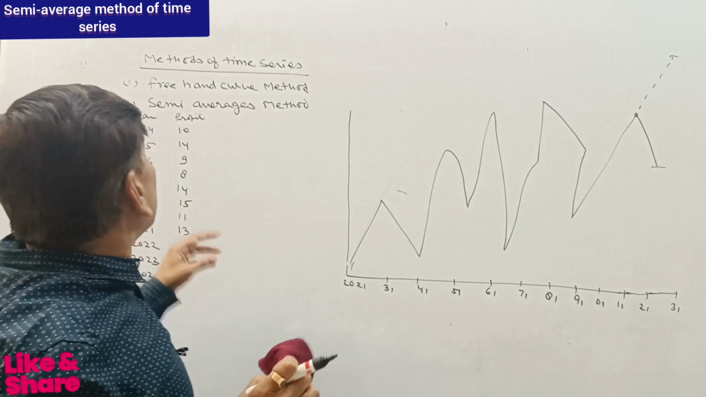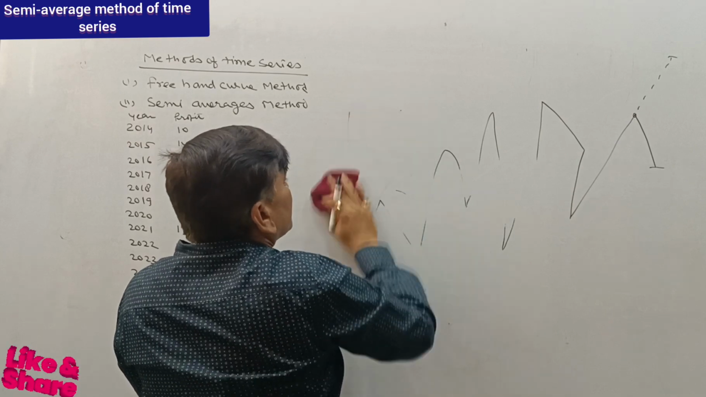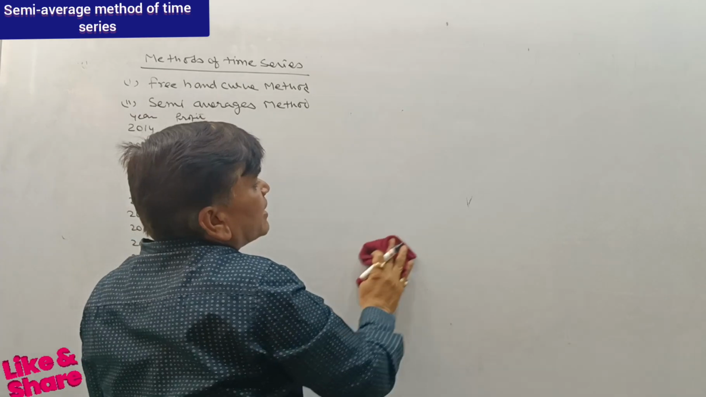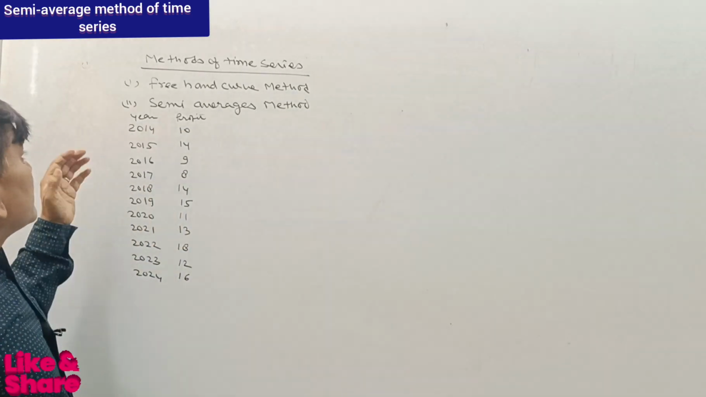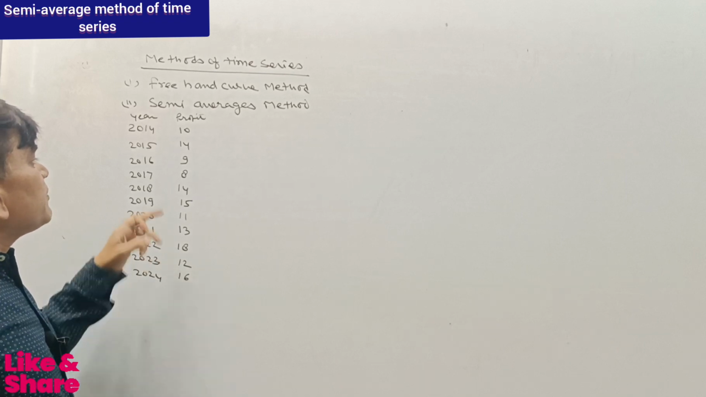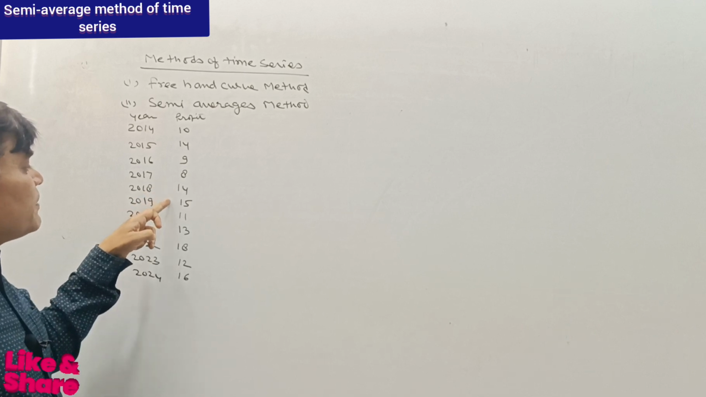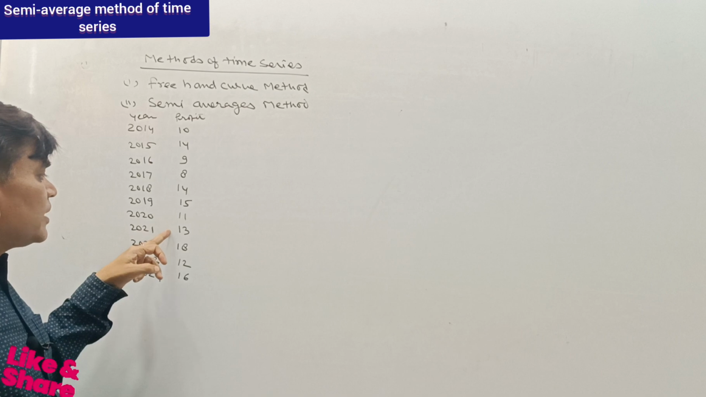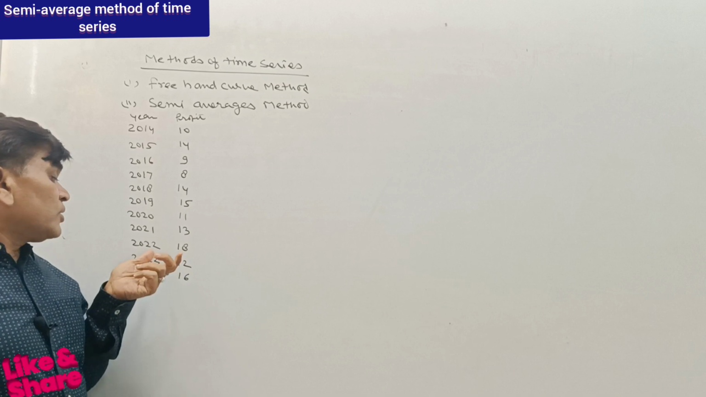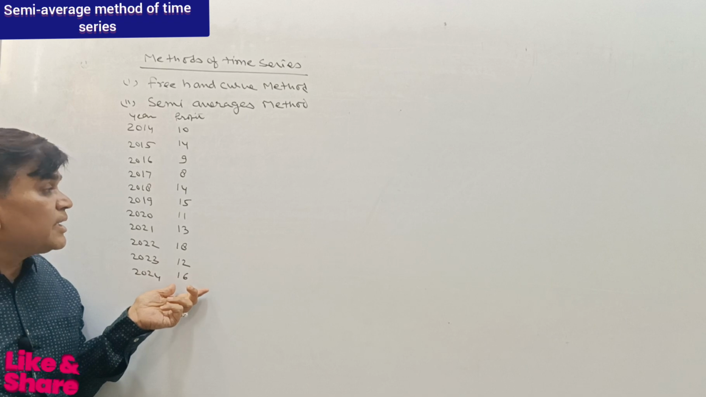We have another method called the semi-average method. In the semi-average method, we divide the data into two parts and take the average of each. Suppose the profit of a company is given: 2014 was 10, then 2015 14, then 9, then 8,000 crore, then 14,000 crore, then 15,000 crore, then 11,000 crore, then 13,000 crore. In 2022 it is 18,000 crore. In 2023 it is 12,000 crore, and in 2024 it is 16,000 crore.